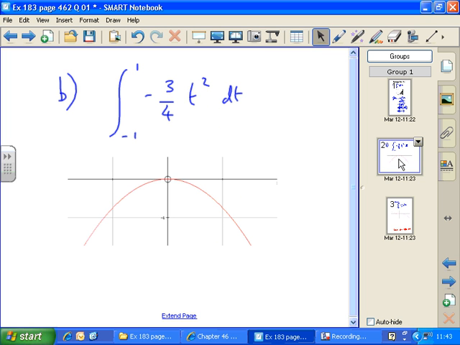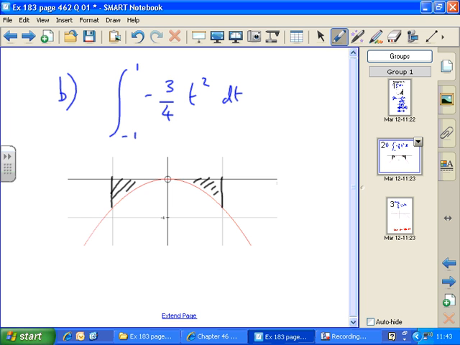Part B, again, we've got to integrate this between now the limits 1 and minus 1. And the function this time is minus 3/4 t squared. Again, it's a quadratic function. The t squared tells me that. And if I plot the function on Autograph, you can see the quadratic curve. And I'm finding the area between minus 1 and plus 1. So this is minus 1, and this is plus 1. So I'm finding this area here.